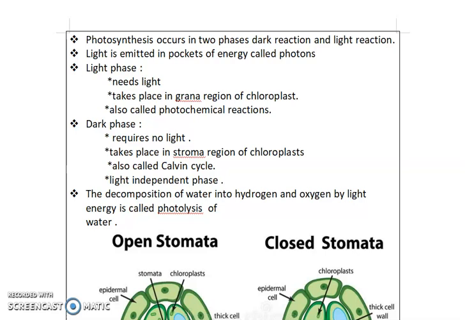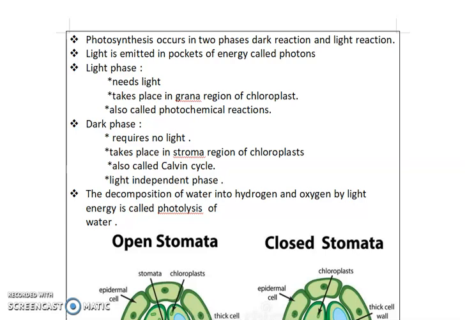So next, photosynthesis. Photosynthesis takes place in two phases: one in the presence of light and one in the absence of light. When it takes place in the presence of light, that is the light reaction, and when it takes place in the absence of light, that is the dark reaction.